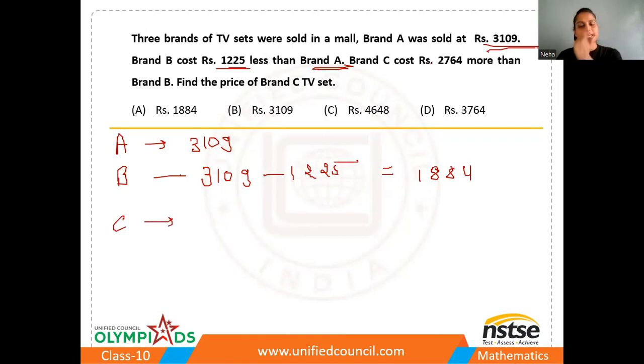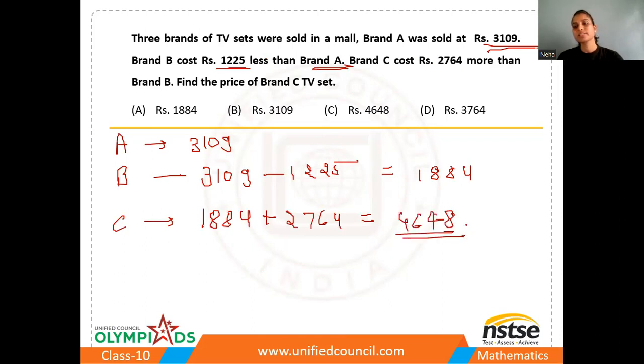Now what about brand C? So brand C cost 2,764 more than brand B. That means 1,884 plus 2,764. Right? We have to add these two numbers. So this is 8, this is 4, this is 6, and this is 4.